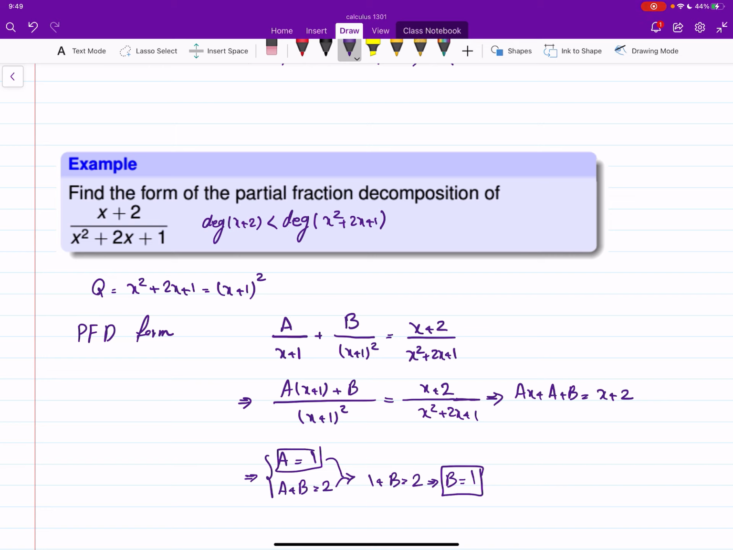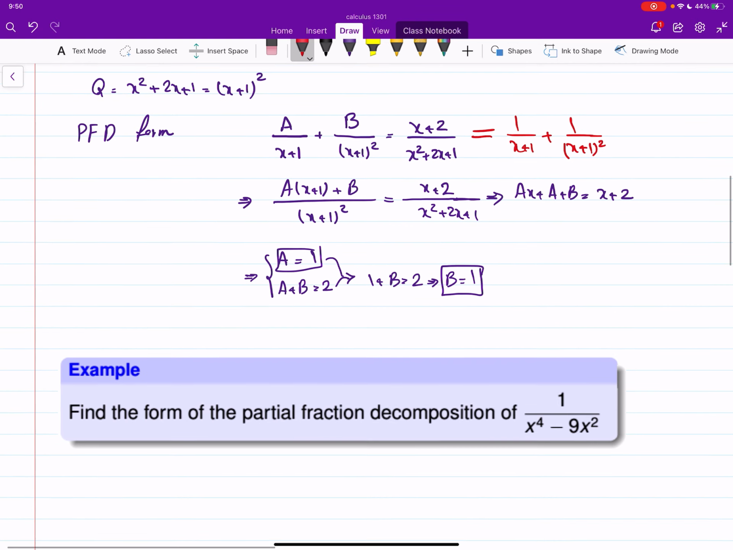So that means that the decomposition we are looking for, let me just write it here in red, is going to be 1 over x plus 1 plus 1 over x plus 1 squared. If you miss any of these ones and don't put it, you're going to be in trouble. You won't be able to equate both sides. Okay?